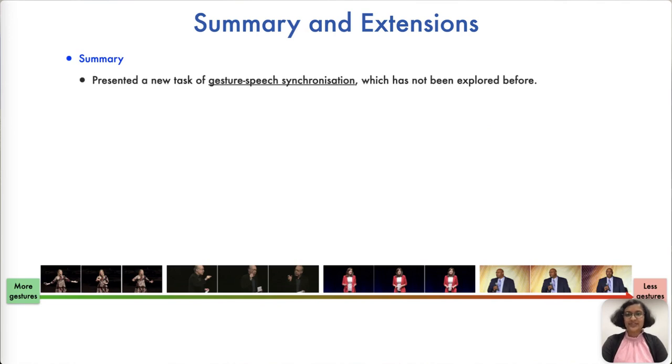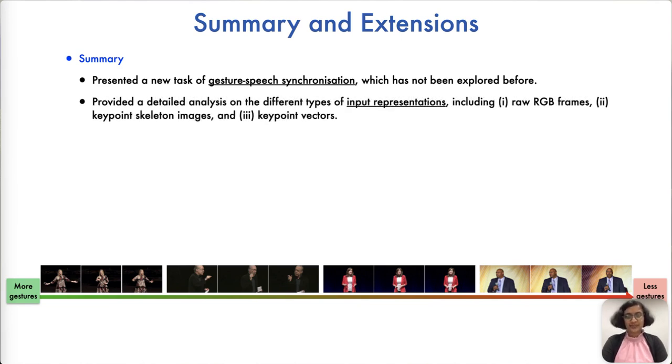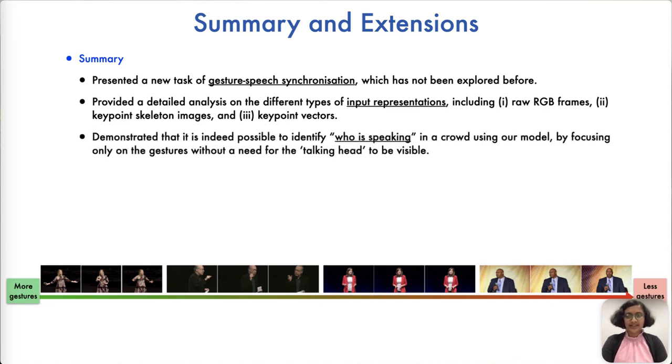So to summarize, we have introduced a new task in this work, the task of gesture synchronization, which was never explored before in literature. We devised an architecture and appropriate loss functions to train a model for this task, and also provided a detailed analysis on different types of video representations. Finally, we demonstrated that we can use the pre-trained synchronization network to predict the active speaker in a crowd using gestures alone without the need for the talking head to be visible.